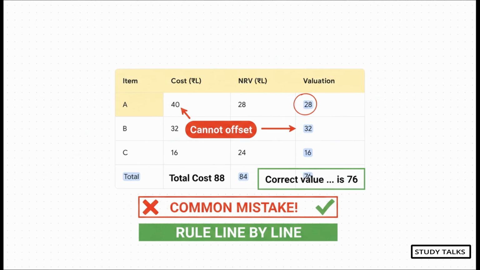You cannot, I repeat, you cannot use that extra 8 of NRV on item C to make up for the loss on item A. The big mistake people make is they look at the totals, cost of 88, NRV of 84, and they pick 84. That is wrong. The correct value is when you add up the lower of column, which gives you 76. Getting this right is a guaranteed way to save yourself some serious marks.